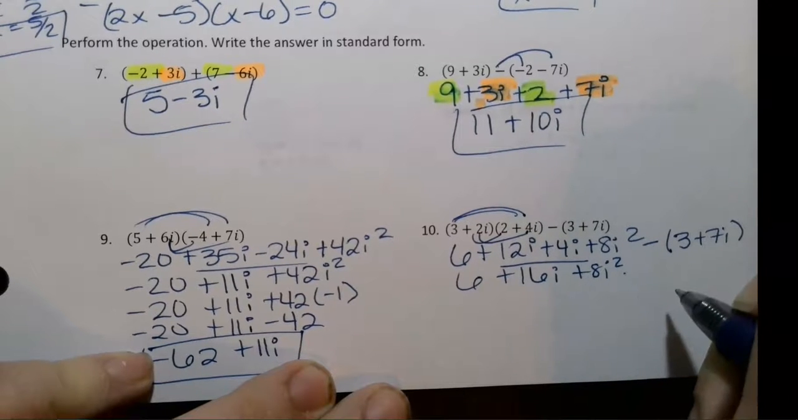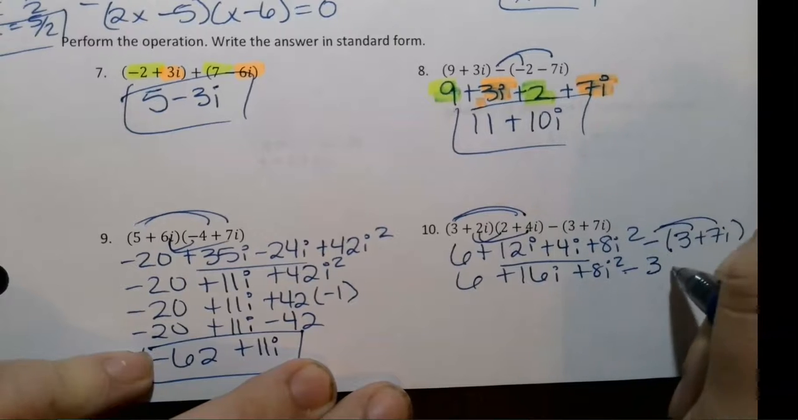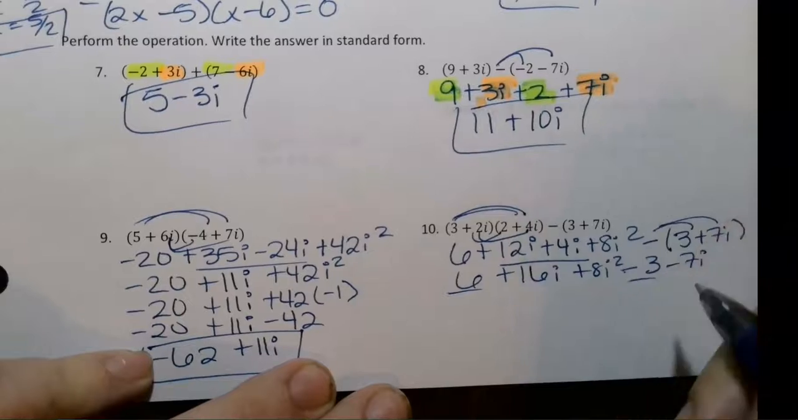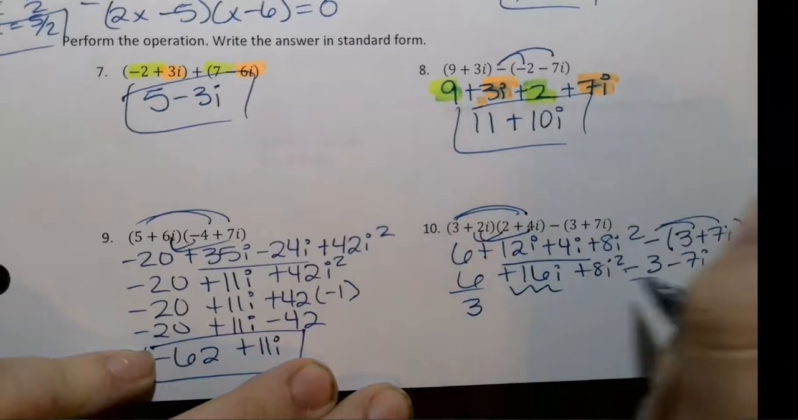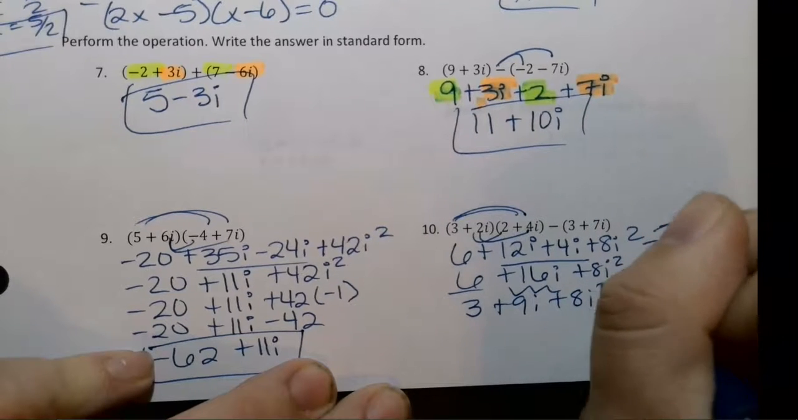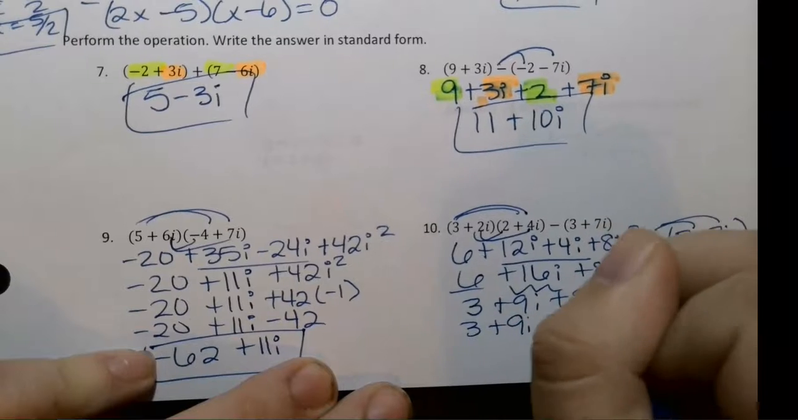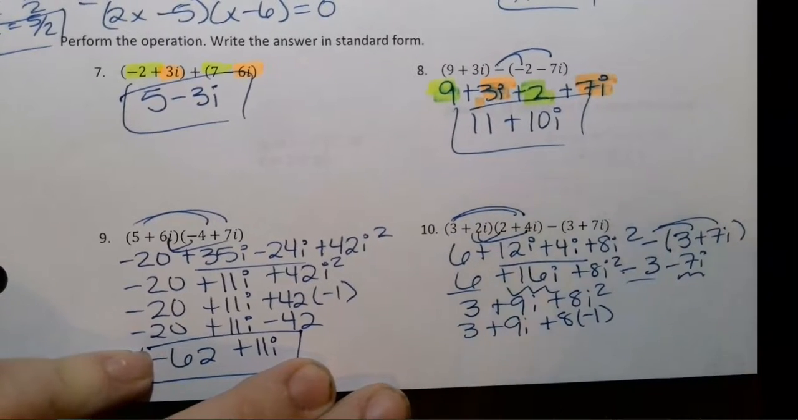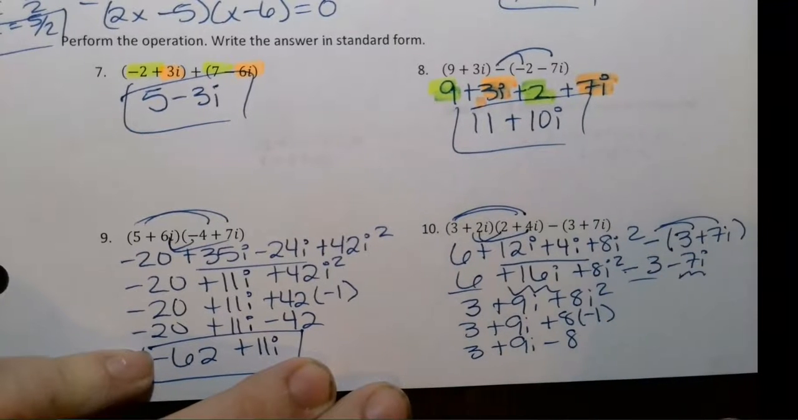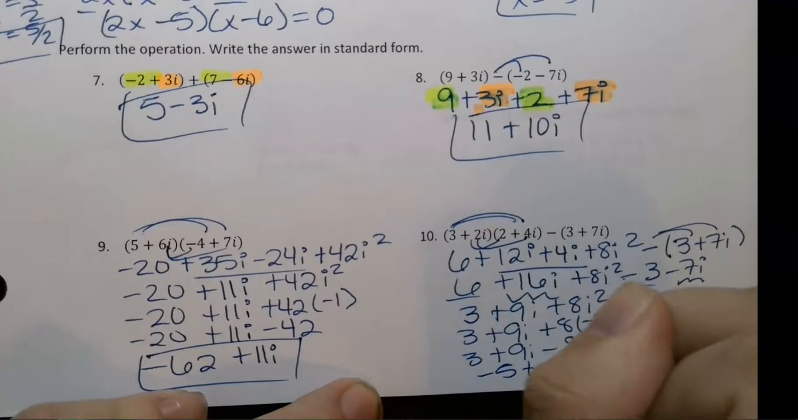I am going to go ahead and distribute that negative while I'm at it. So I'm going to have negative 3 and then negative 7i. I can combine some more terms. I have 6 minus 3, which will give me 3. 16i minus 7i will give me 9i. Still 8i squared. I'm going to turn that i squared into negative 1. Then I want to multiply 8 with that negative 1, which gives me negative 8. And I want to go ahead and combine that 3 and negative 8, which will give me negative 5.